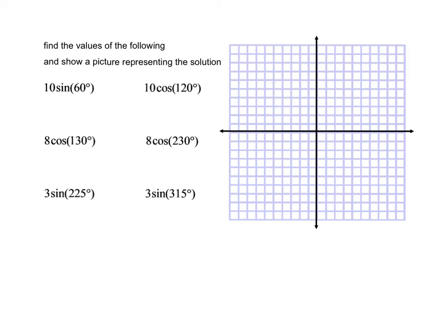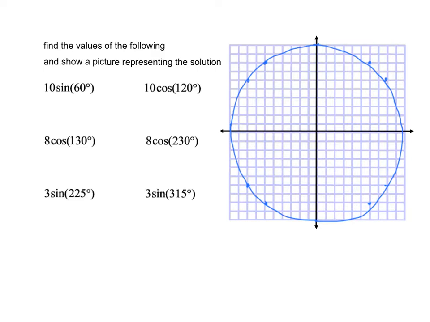Hello there. In this video we're going to evaluate some trig expressions and figure out where they are in a graph. So we'll start with this top one, 10 sine 60. Now the 10 there actually tells me what the radius of the circle is, so I need a big circle, radius 10. Alright, and 60 degrees, now there is an important relationship here of 60 degrees.